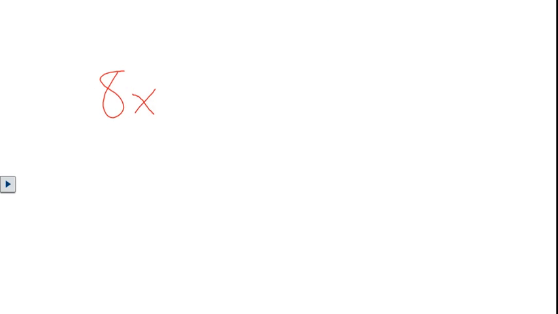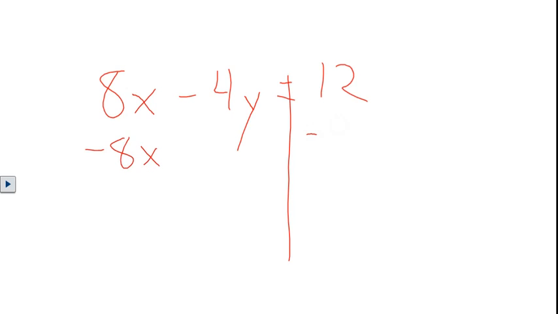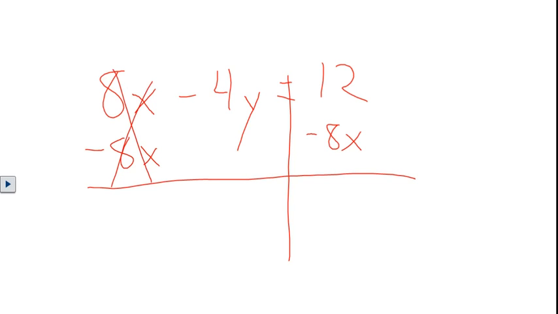Let's say I had 8x minus 4y equals 12. Okay, so again, I want to move my 8x over, so I'm going to get rid of it from this side by subtracting. Okay, so that would cancel that out. Again, we've got a minus sign there. We've got to make sure we drop that down and make it a negative. And then I've got -8x plus 12.